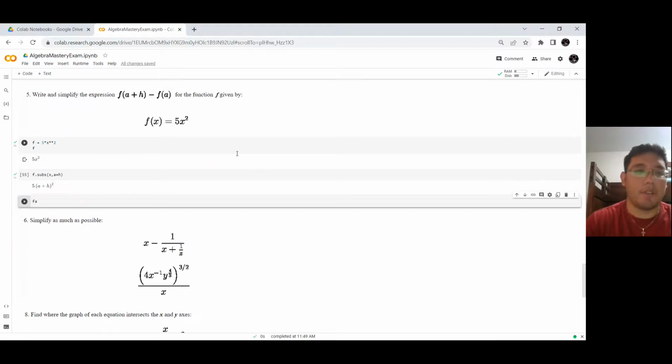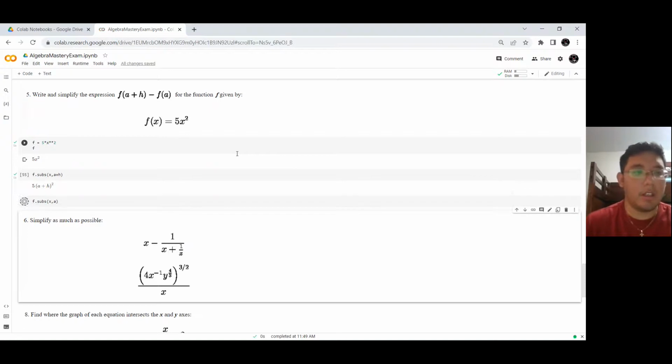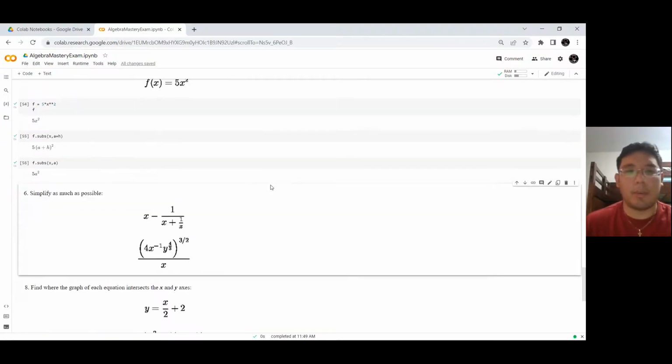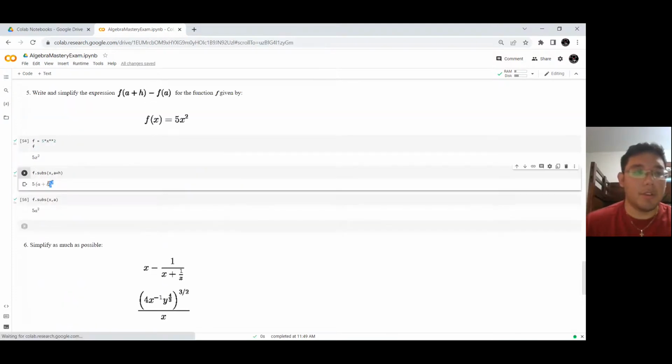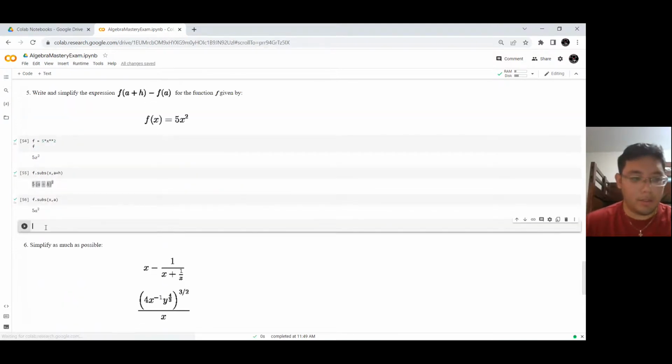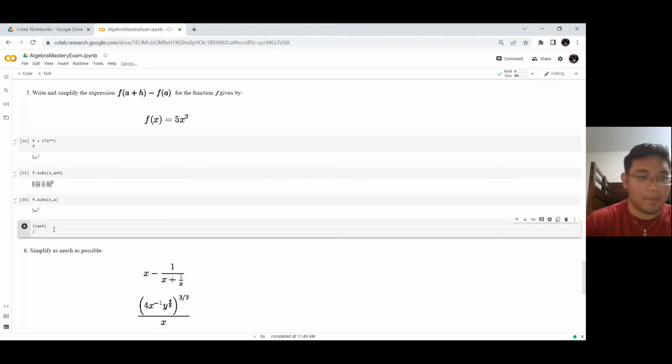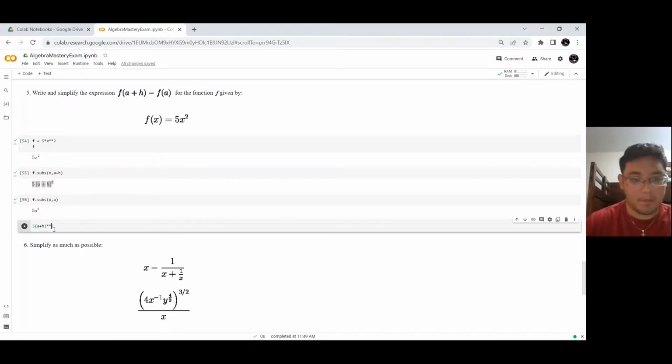Next, we substitute a for x to get f of a. So f dot subs, x comma a. That's also substituted properly. And then lastly, we take the difference between these two. So we do that, minus 5 times a squared.